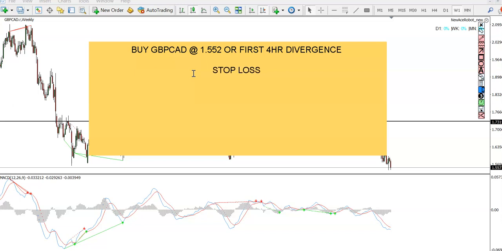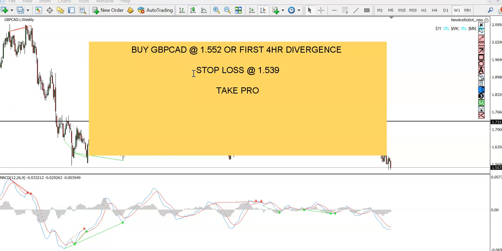Stop loss. It's going to be 130 pips, and even if it does stop me out, I will re-enter this position. As I explained, we are in a very, very, very high probability area. Stop loss at 153.900.